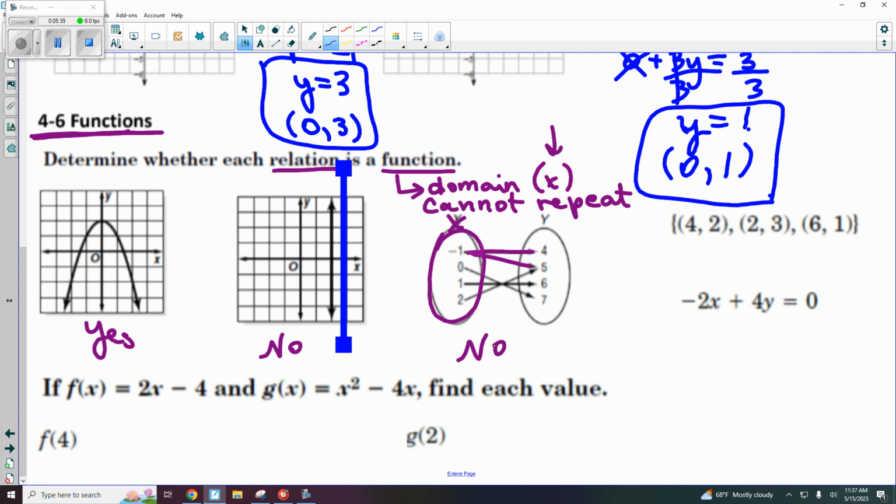Alright, now over here, once again, we should look at just your x values. So if we have 4, 2, and 6, and they're all different, is it a function? Yes, you got it.